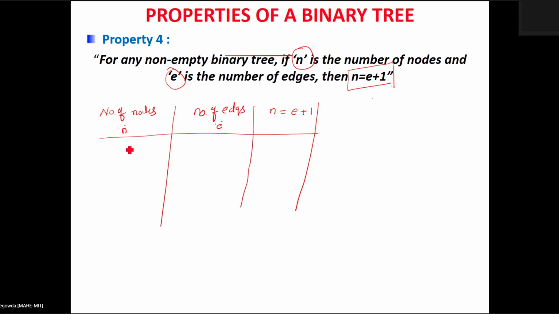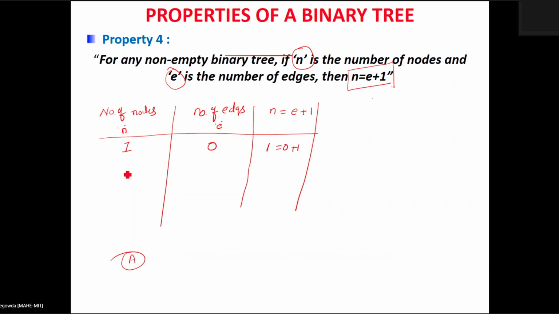Let us say that n is equal to 1 in a given non-empty binary tree. Assume that there is only one node. How many edges will be there? There is no question of edges when n is equal to 1. Say for example, you have only one node in a binary tree, say this is a. It may be the root node here. There are no edges, so the number of edges e will be equal to 0 in this case. So the number of nodes is equal to 1, that is n is equal to 1, and our e value will be 0 plus 1.